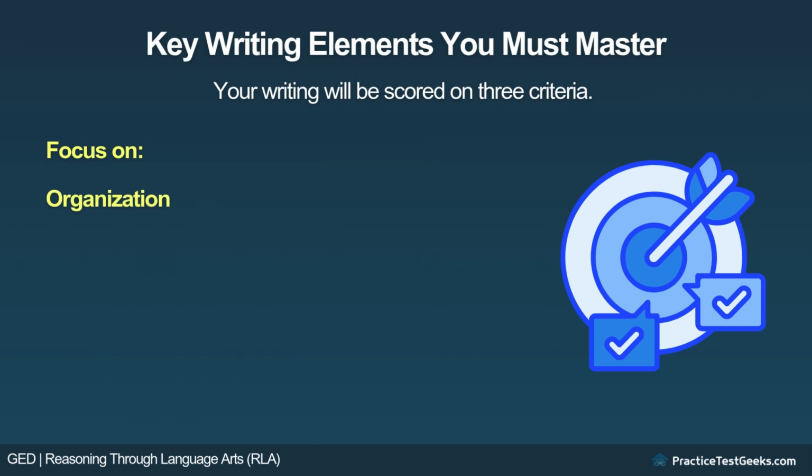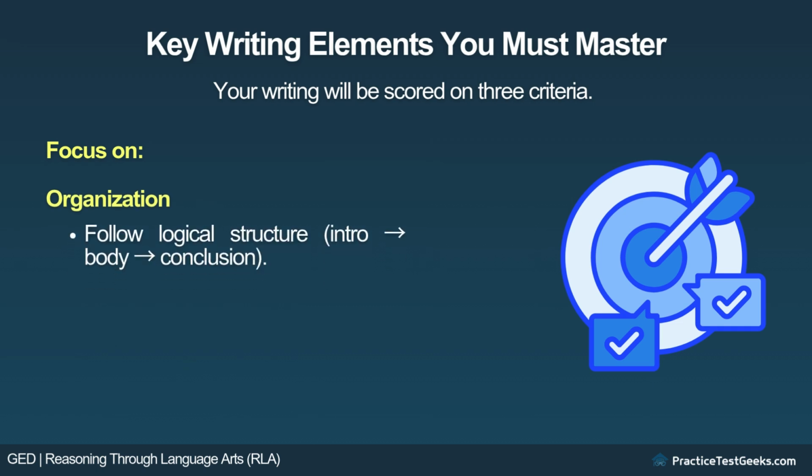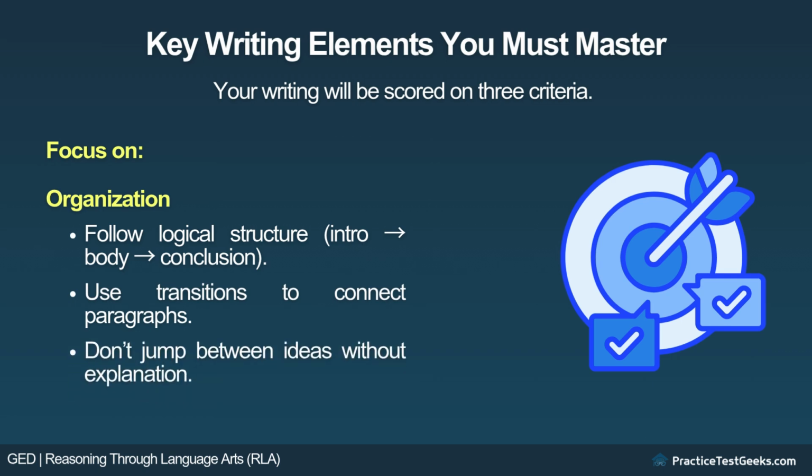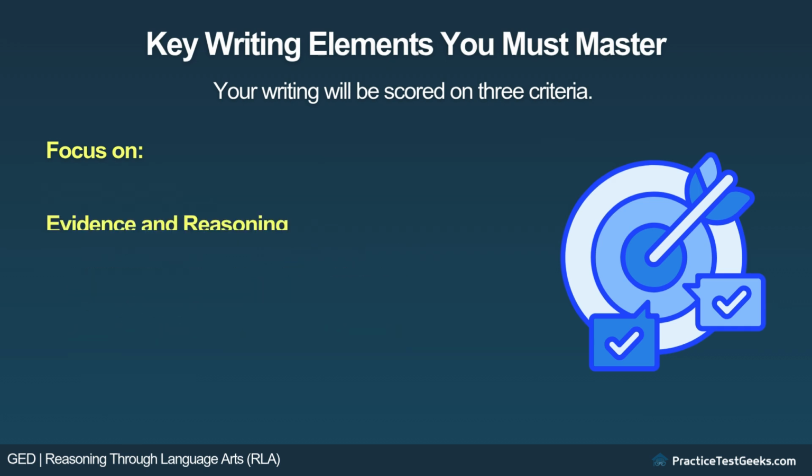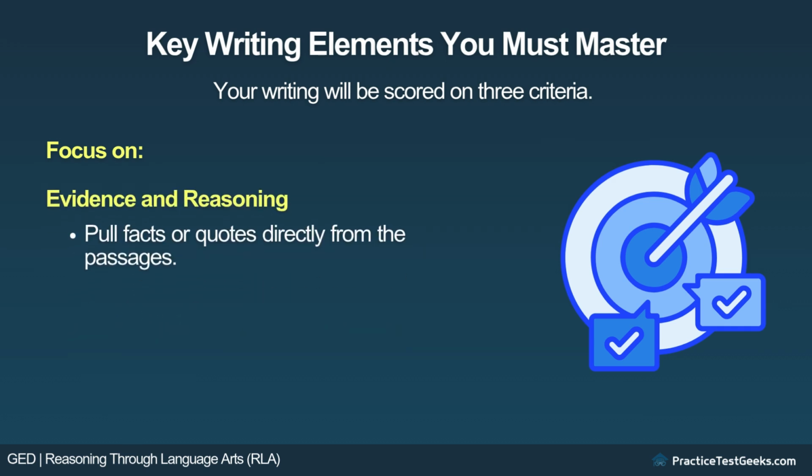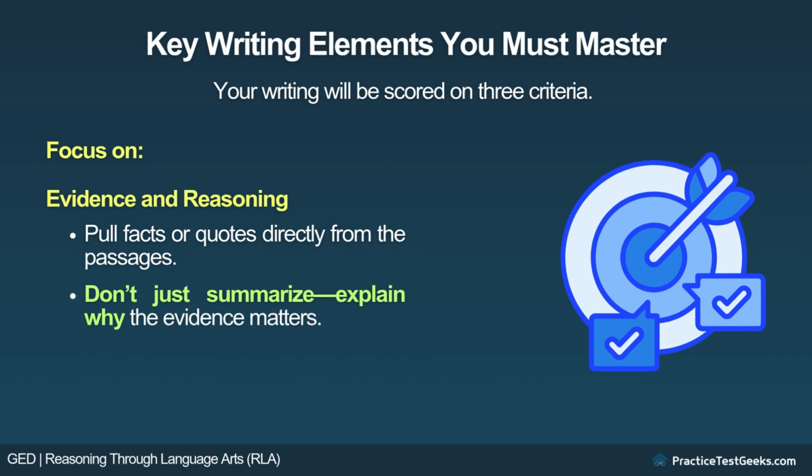Next, organization. Follow a logical structure. Introduction, body, conclusion. Use transitions to connect paragraphs smoothly. And don't jump between ideas without explanation. Finally, evidence and reasoning. Pull facts or quotes directly from the passages provided. Don't just summarize. Explain why the evidence supports your position. Avoid personal opinions or stories. They won't earn you points.